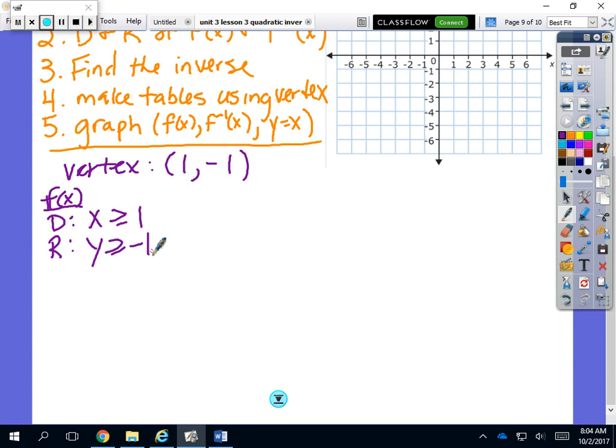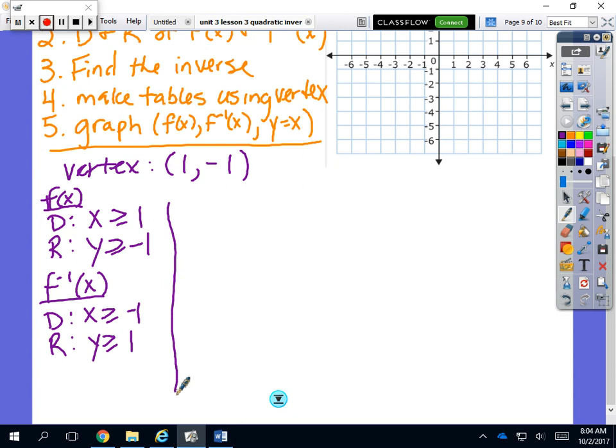And then for your inverse, you just flip. So the domain is going to be x greater than or equal to negative 1, and the range is going to be y is greater than or equal to 1.